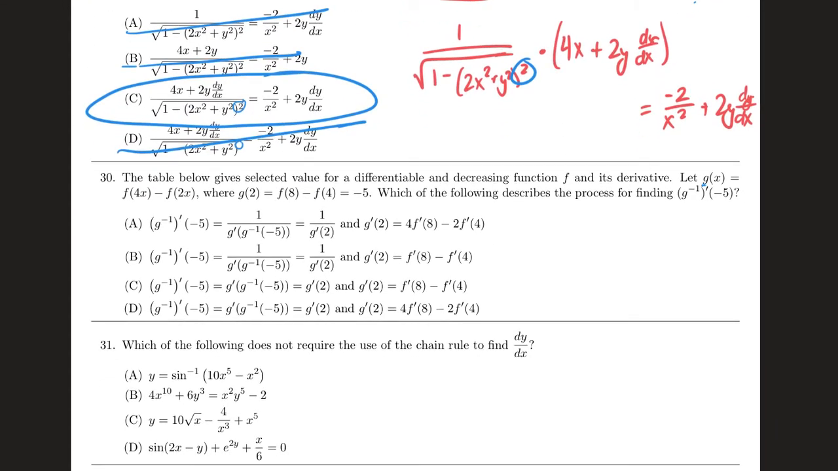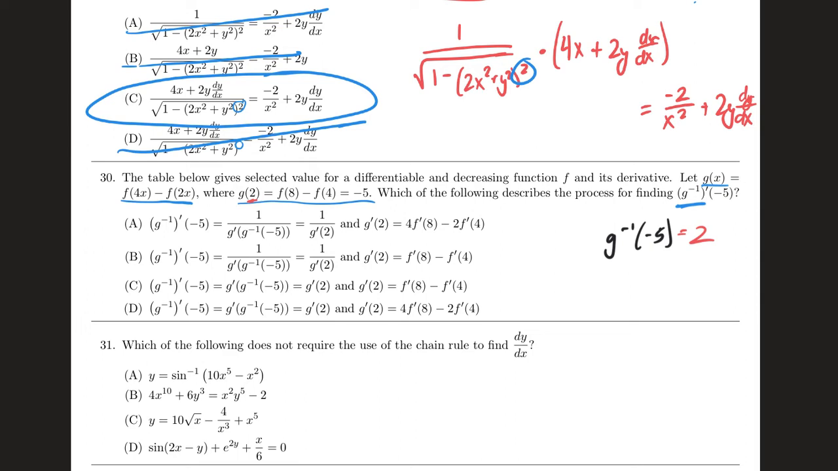Here we have our function g of x is f of 4x minus f of 2x. We have some values. What is the process of finding g inverse prime of negative 5? Well, g inverse of negative 5 is related to 2 from the original. For the original function, it's when we plug in 2. But that's actually true for all these. So let's see, g inverse of negative 5.